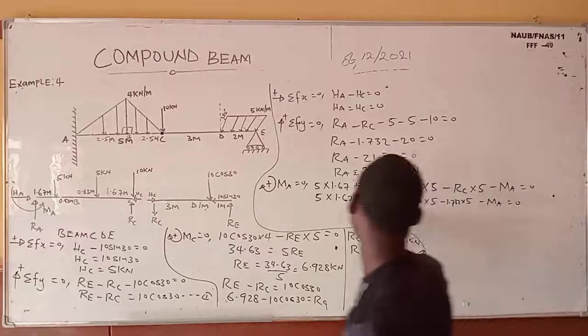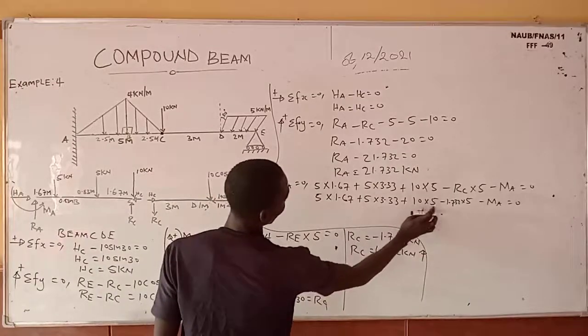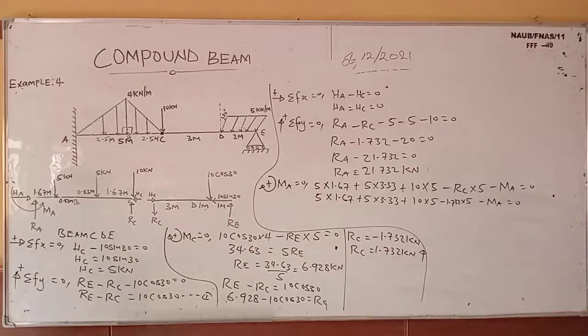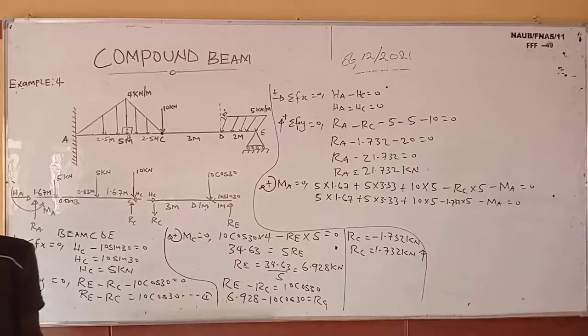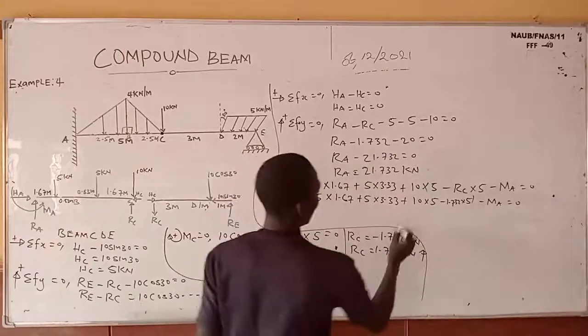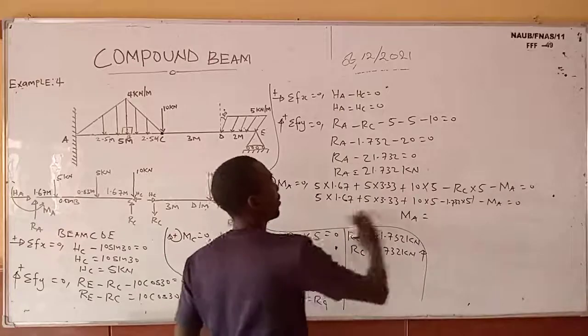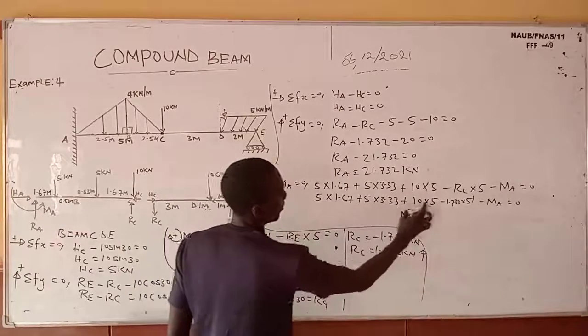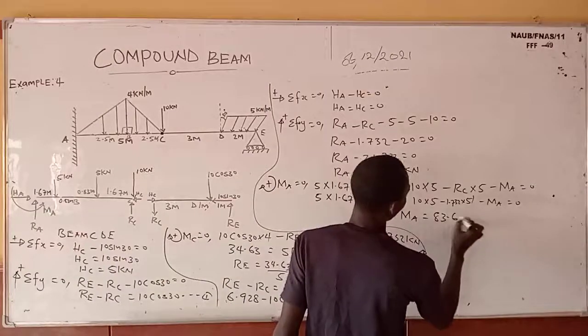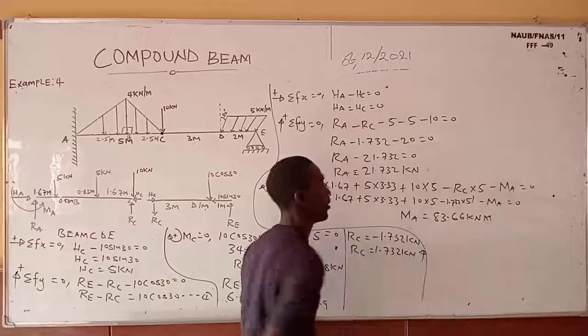So now I'm going to press all this in my calculator. 5 times this, 5 times this plus 5 times this minus this. But let me try if this calculator is working perfectly now. The battery has run down. Please, you can press this in your calculator yourself. I already solved this here. I got 83.66. If I take this one back here, MA will be equal to, if you press all this in your calculator, 83.66 kilonewton meter. Please don't forget the unit of moment.